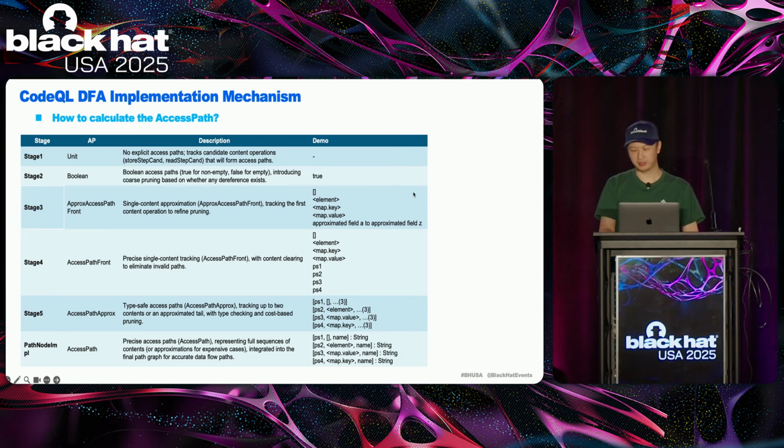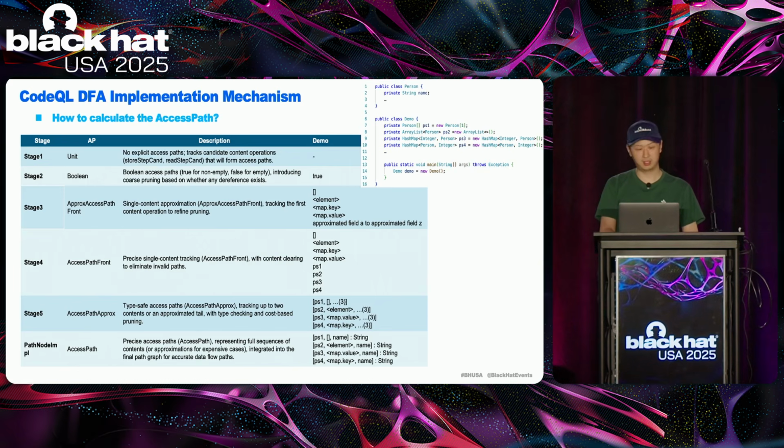Then how to calculate the access path? On the right here, we write a sample code. From the table, you can see how the intermediary value access path changes at each stage. At the beginning, in stage 1, there's no AP at all. At stage 2, AP becomes a Boolean type, indicating whether a content operation exists. And at the last, we find that the complete access path is a content list here and a type.